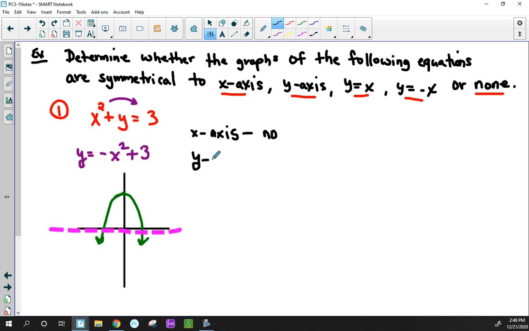Now you move to, does this graph have y-axis line symmetry? If it does, then it should be able to be reflected across the y-axis. So, does this piece fold onto this piece?